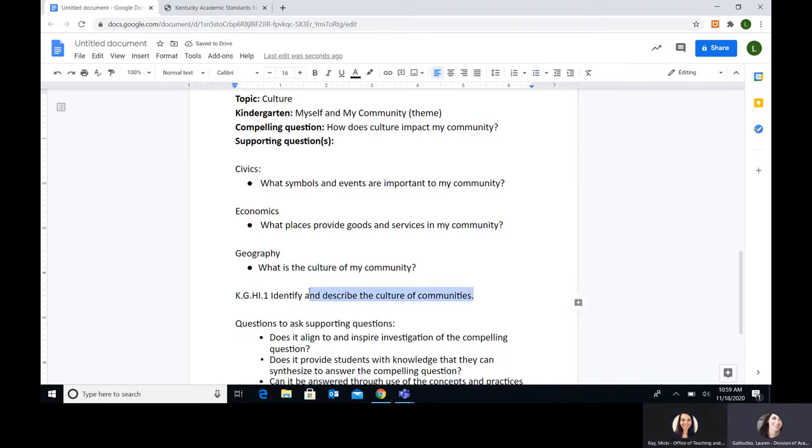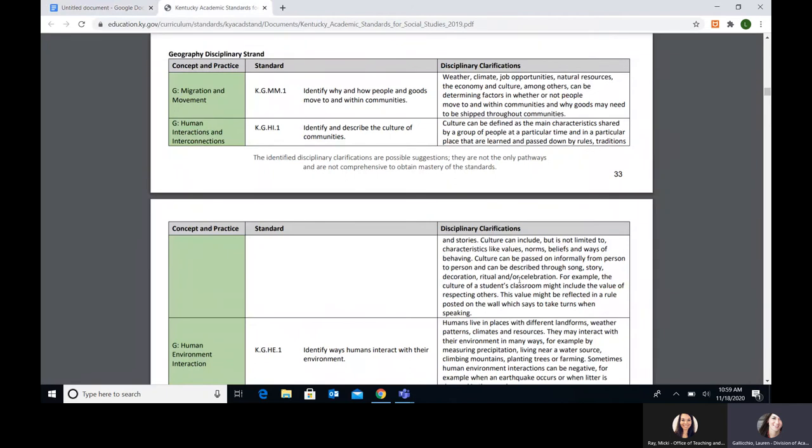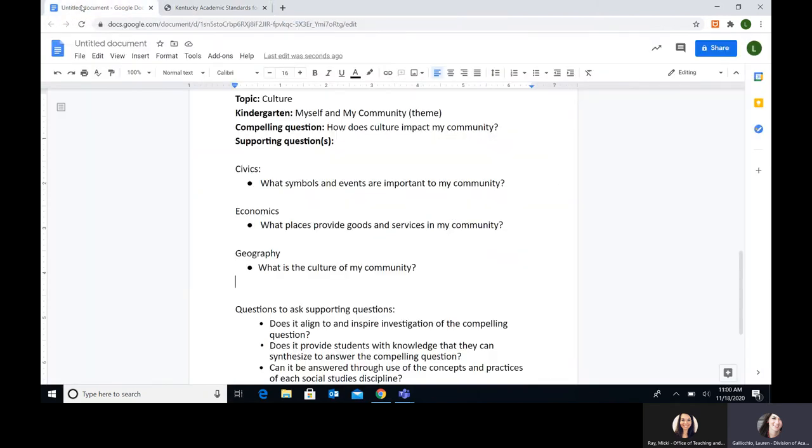And then the other thing is, does it inspire investigation, the compelling question? I think so. When engaging with this in the classroom, there does have to be this kind of foundational discussion of culture, right? So it says, what is the culture of my community? That's where you can identify it. If you look back at that disciplinary clarification, the culture of a student's classroom might include the value of respecting others. This is reflected in your rule on the wall that says take turns when speaking. So then a student can identify what culture is and describe it: this is how it appears in my classroom. And I think that's foundational to understand, here's what culture means, and this is how it can impact.